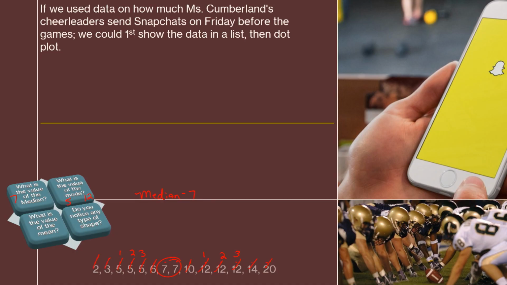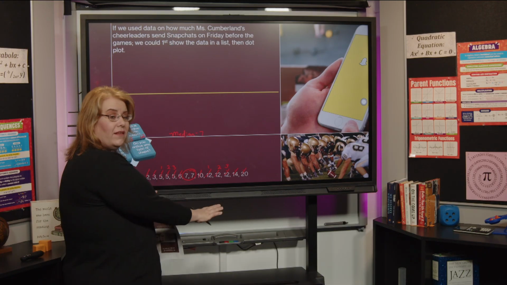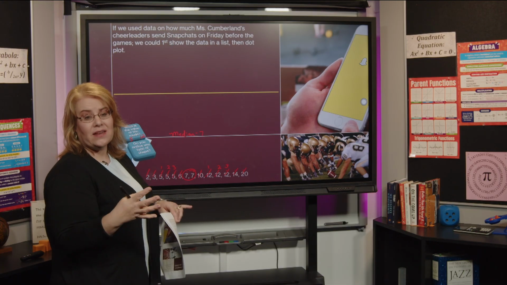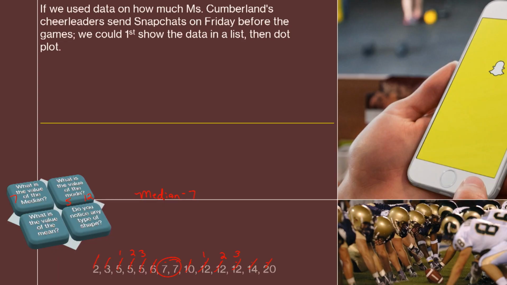All right, what is the value of the mean? Now we learned the mean is the average. So what I'm going to do is take all of these, add them together and then divide. So we're going to add 2, 3, 5, 5, 5, 6, 7, 7, 10, 12, 12, 12, 14, and 20. We put this in our calculator, and the mean we get is 9.16 repeating. Now, do you notice a shape?